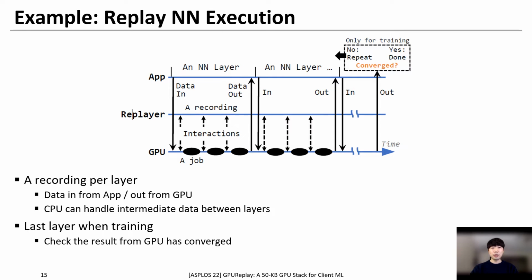At this point, you can handle intermediate data between the layers, or you can also add a conditional branch to choose the next layer. For example, in case of training, you can check the result from the last layer and check if it is converged. If converged, you can just finish the replaying, otherwise keep repeating the computation.